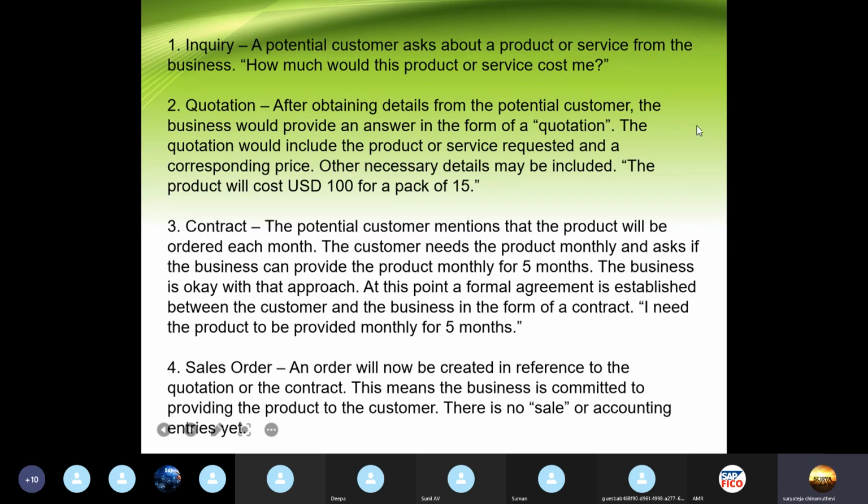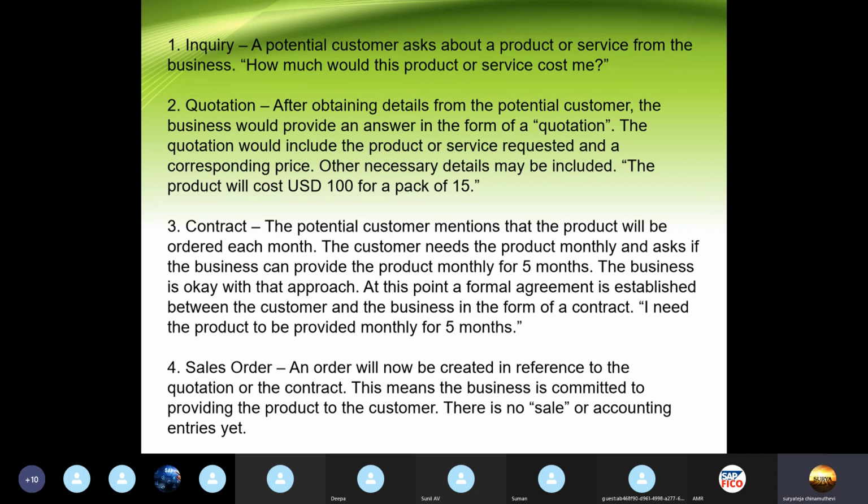Inquiry. A potential customer asks about a product or service from the business. How much would this product or service cost me? Quotation. After obtaining details from the potential customer, the business would provide an answer in the form of a quotation. The quotation would include the product or service requested and a corresponding price. Other necessary details may be included. The product will cost USD 100 for a pack of 15. This is an example, guys.